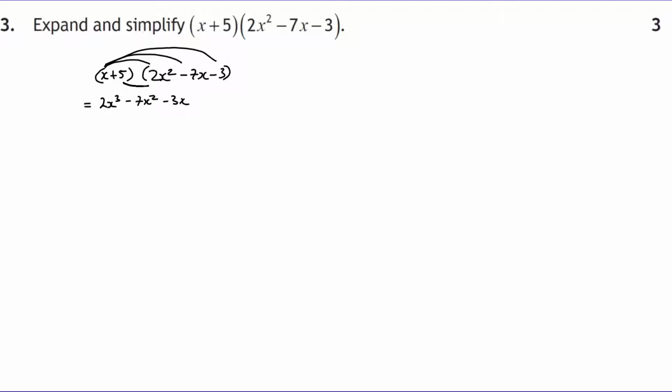Moving underneath, we're going to multiply by the 5 now. So plus 5 times 2x squared is plus 10x squared. 5 times negative 7x would be negative 35x, and 5 times negative 3 would be negative 15. So we get 2 marks for multiplying out that line, and then we're collecting like terms. We've only got one cubed term, that's the 2x cubed. We've got the minus 7x squared here, and the plus 10x squared, so that's going to give us plus 3x squared, minus 3x minus 35x, minus 38x, and the minus 15 for our final number term.